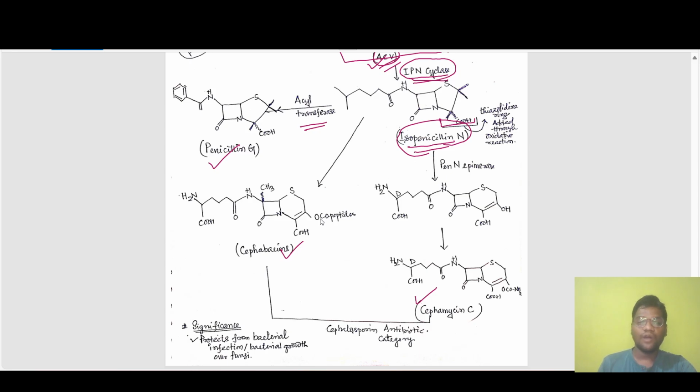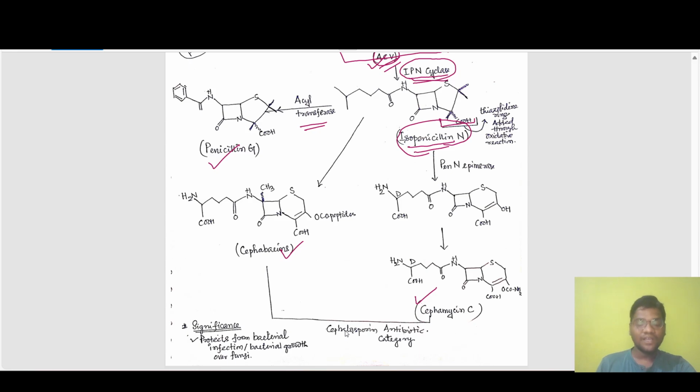And after the formation of cephabacin and cephamycin C, both are combined together to form cephalosporin, which is another category of antibiotic that also comes under beta lactam antibiotics.